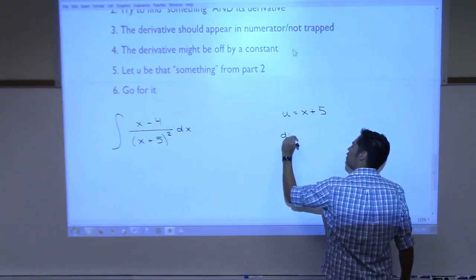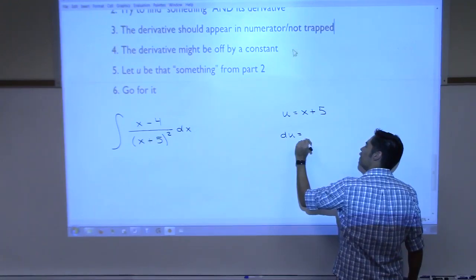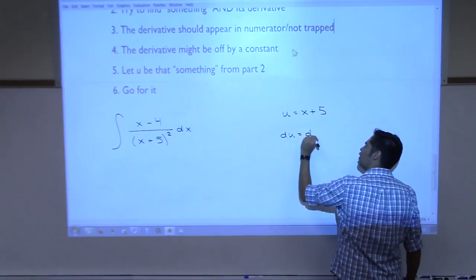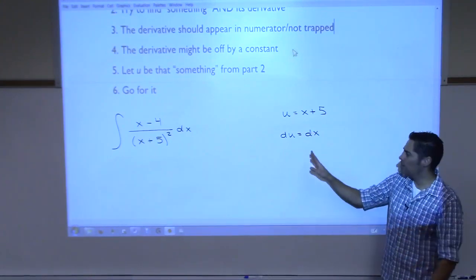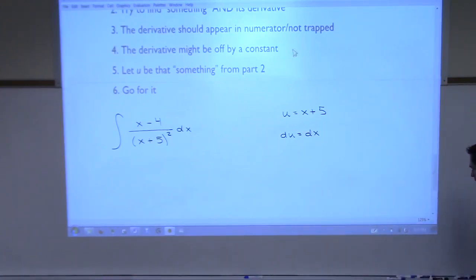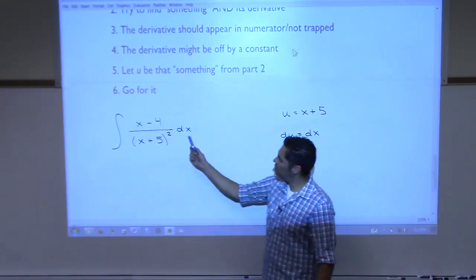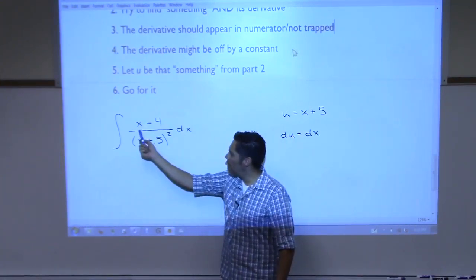This is going to be du equals what? 1. So we always just put dx. Don't forget that, okay? Because we're trying to replace things. We need dx here, not 1. All right, so I'll be able to replace this here with du, this right here with u. How about x minus 4?